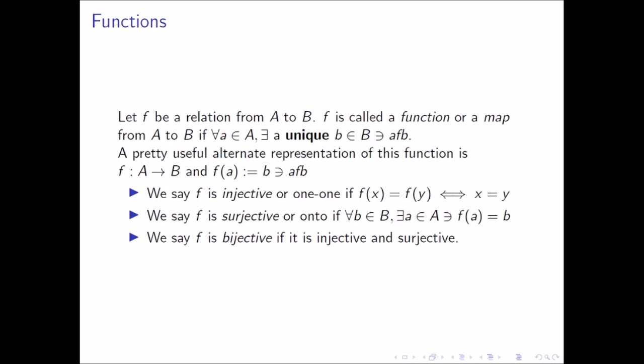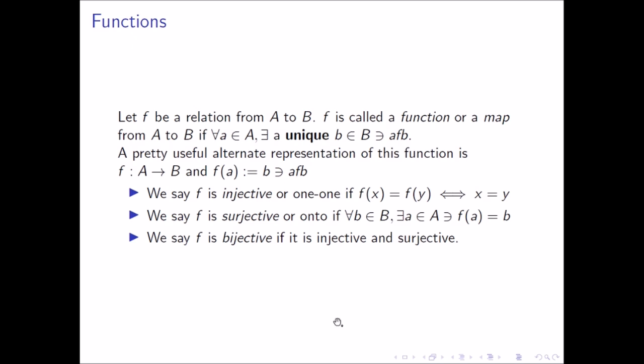The pretty useful alternate representation of this function is F from A to B, and F(a) is defined as b. The F(a) notation is defined to be b such that aFb. So (a, b) belongs to F, then we say F(a) equal to b.